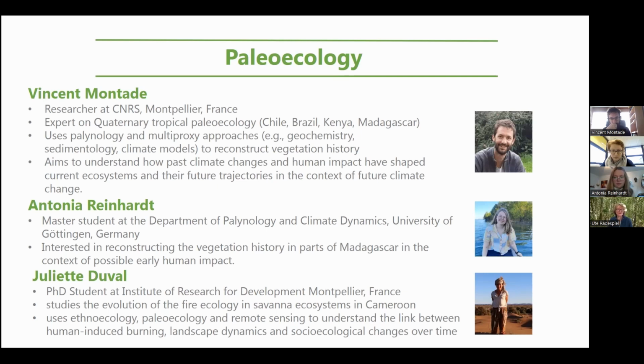And Antonia Reinhardt is actually a master's student, but she already published successfully, and that is also the content of the presentation today. She is still a master's student at the Department of Paleoecology and Climate Dynamics at the University of Göttingen in Germany, and is interested in reconstructing the vegetation history in parts of Madagascar in the context of possible early human impact. And she is a student of Professor Hermann Behling there at this department.